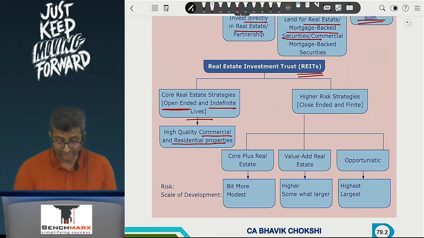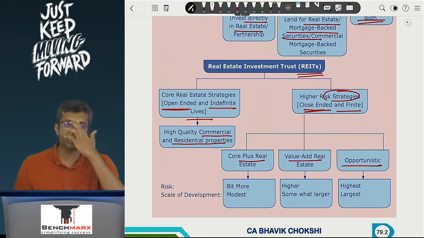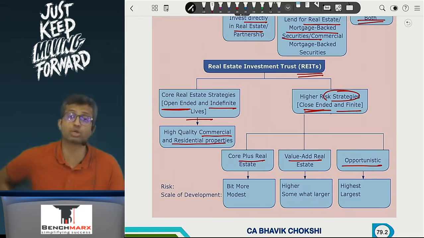Other than that, there can be certain risky strategies. These are usually close-ended and finite funds. There can be core plus real estate, value-added real estate, and opportunistic. When you look at core plus, you are going to invest in slightly bigger developments, value-added even bigger, and in the opportunistic one, the largest.